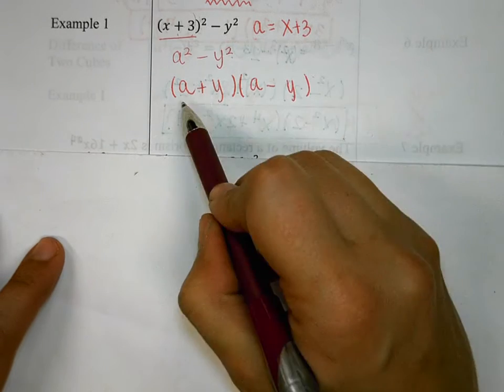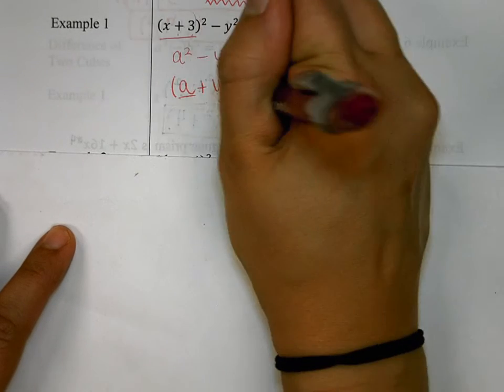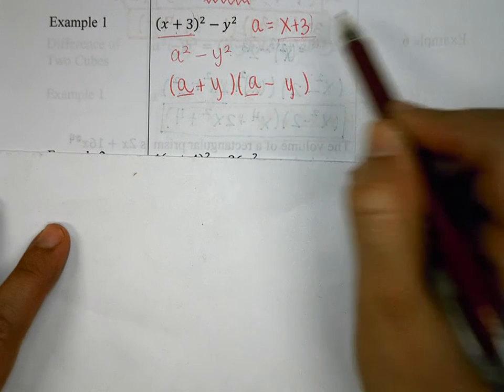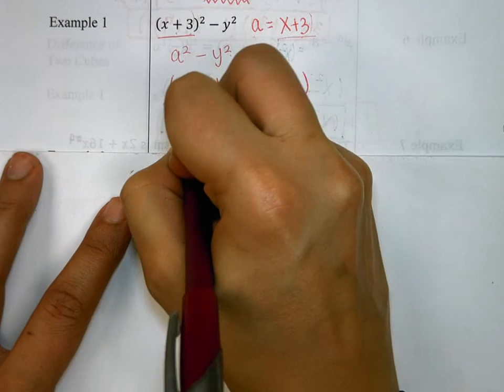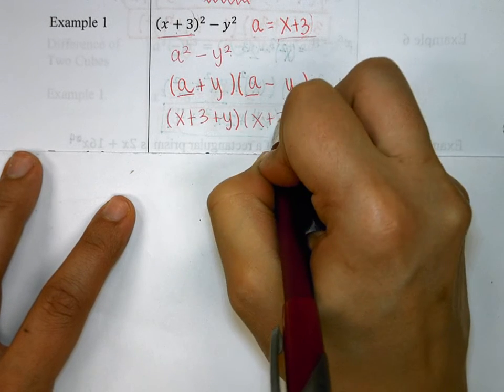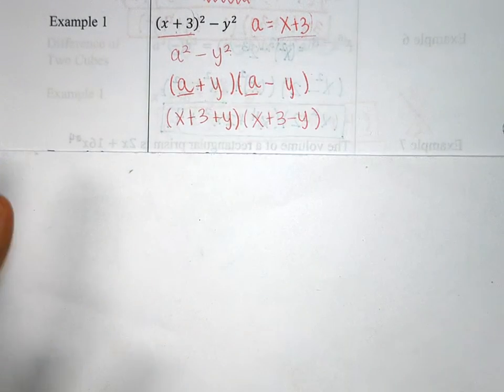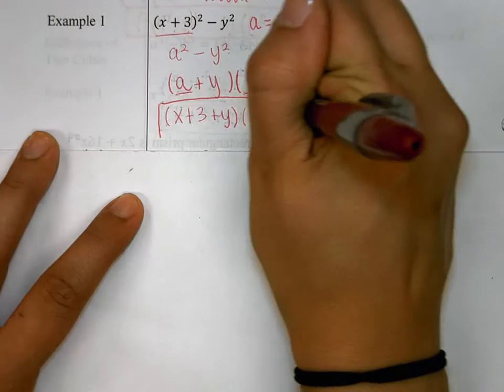Now all we have to do is take x plus 3 and plug it back in for a. So wherever we see a, we're going to plug in x plus 3. So that's going to be x plus 3 plus y times x plus 3 minus y. And we can even leave our answer like that. So then we are done.